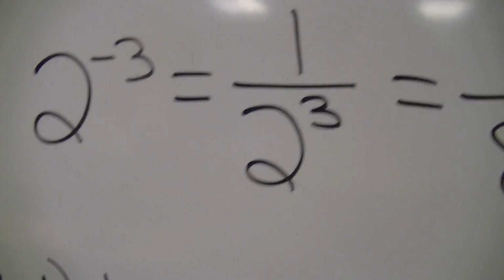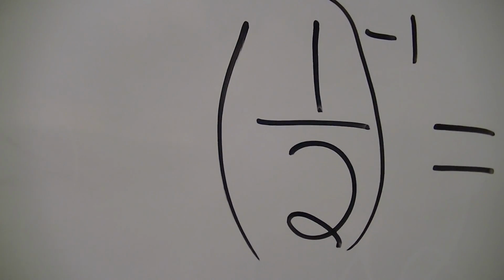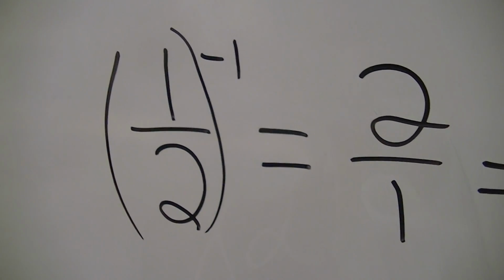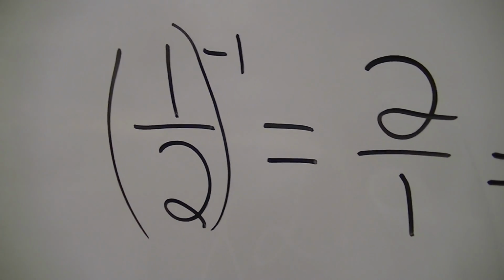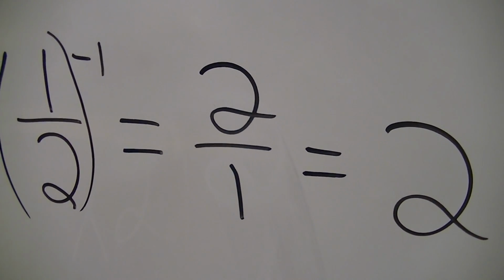All right, another example. What about fractions? Oh my gosh. I've got 1/2 raised to the negative 1. What does that mean? I'm just flipping it. So instead of 1 over 2, it's going to turn into 2 over 1, which is the same as just 2. So that's easy enough, right?